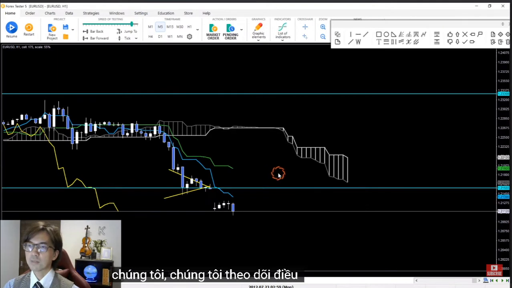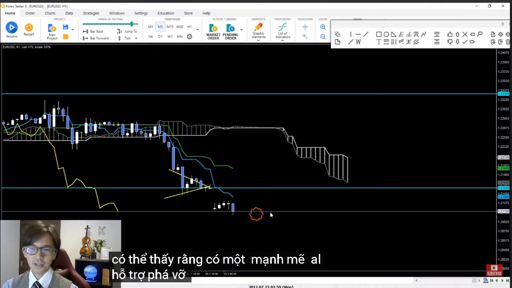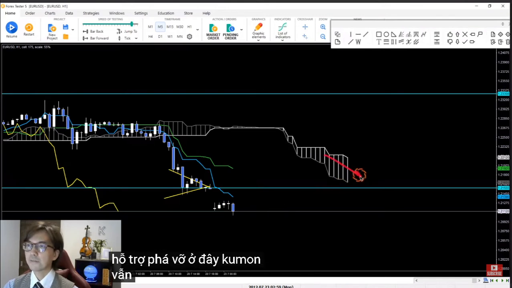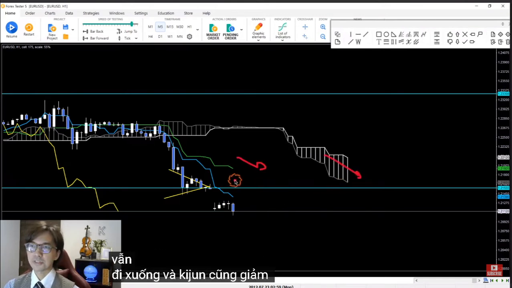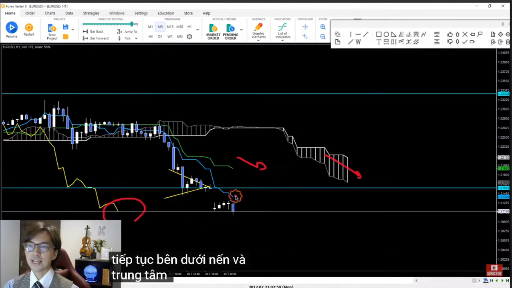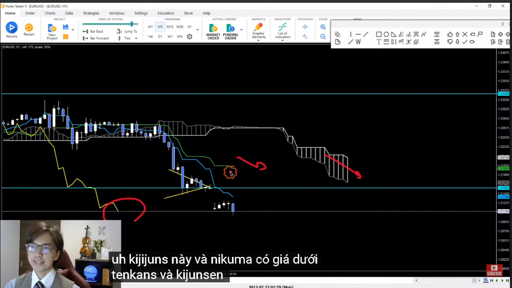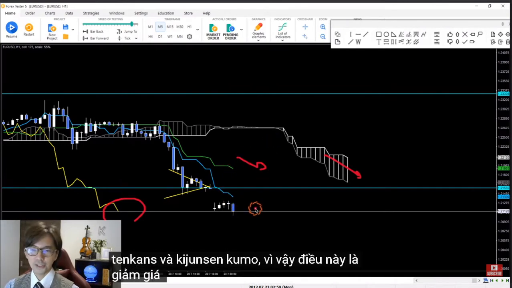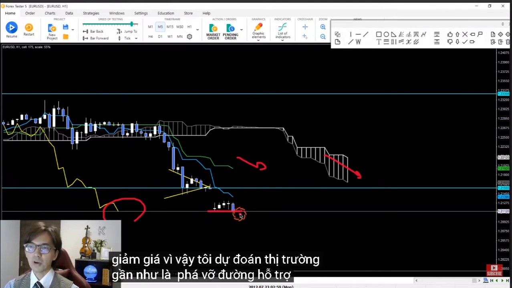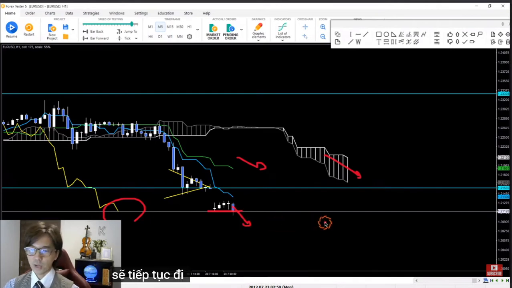Okay, it retraces backwards now, but I can see that there is a potential support line breakout here. The Kumo still down, and Kijun Sen down too, and Chikou span below the candles, and Tenkan Sen still below this Kijun Sen and Kumo. Price below Tenkan Sen, Kijun Sen, Kumo. So this is bearish. So I expect the market. This is almost breaking the support line downwards, and I expect the market continuously go down this way.